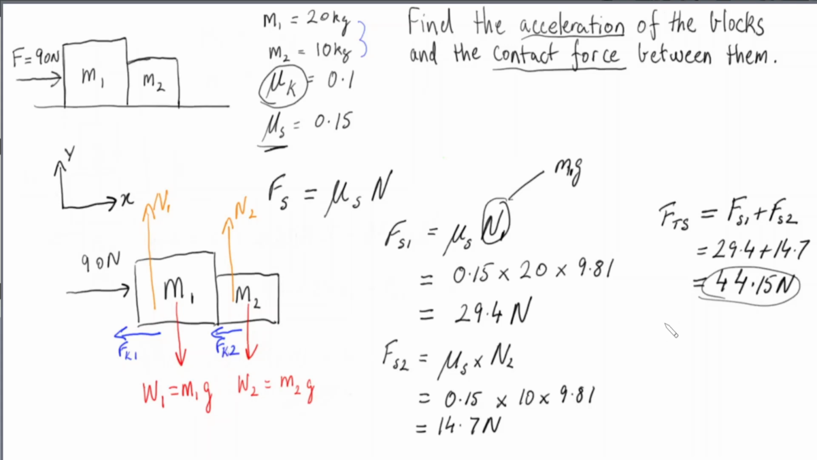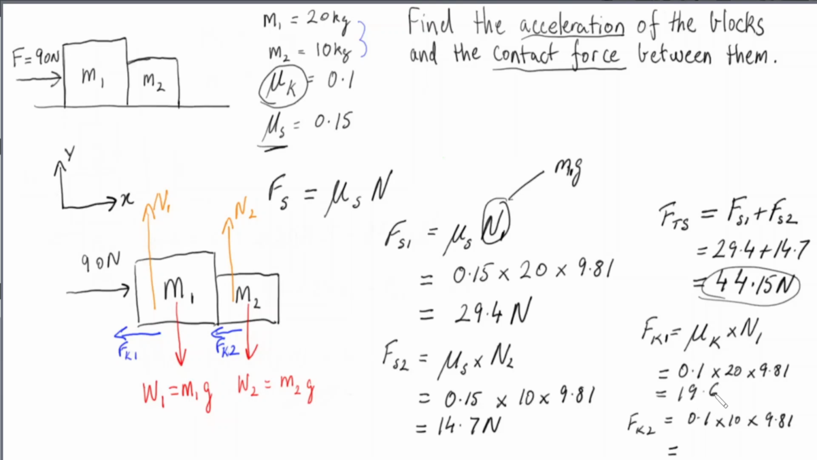And I'll go ahead and plug that back into our equation. So Fk1 is equal to μk times N1. So that'll be 0.1 times 20 times 9.81. And we'll do the same thing for Fk2, which is going to be 0.1 times 10 times 9.81. And that gives us 19.62 newtons for Fk1, and we get 9.81 newtons for Fk2.